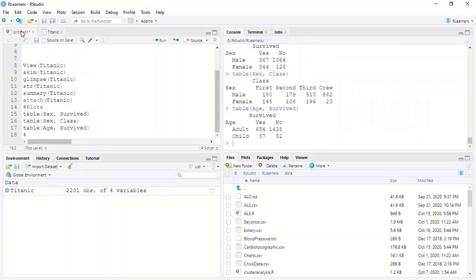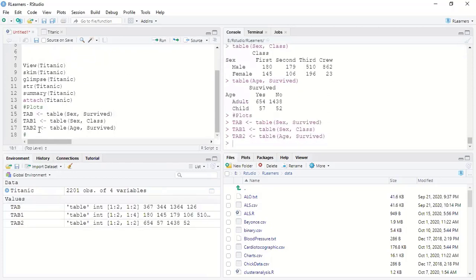Therefore, let's go now to statistics. Now these ones, let's assign them objects. Let's call this one tab, let's give this other one tab 1, and let's give this one tab 2. Okay, sums up. Let's run them again. Okay, let's do some statistics here.